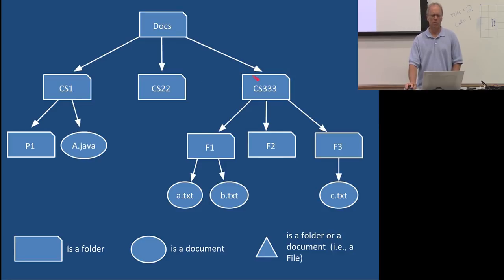The CS333 folder contains 3 folders. This one contains 2 docs. This one contains nothing. This one contains 1 document. So that's your file system. Arbitrarily large, that's what it looks like.